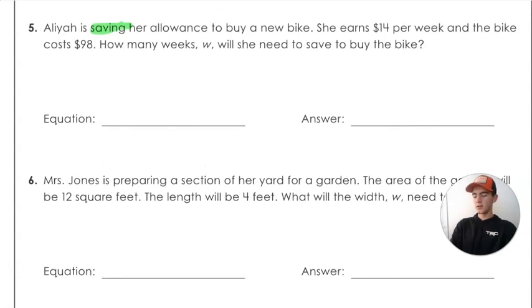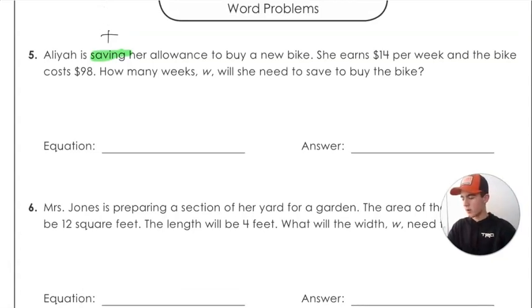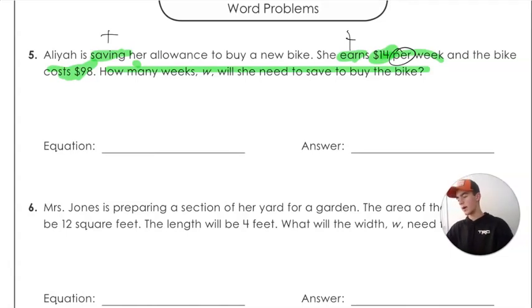Okay, so she is saving. So that is addition to buy a new bike. She earns. Okay, this one's a big one. She earns, which is addition, right? She earns $14 per. Okay, this is a big word too. Per often means it's like each. Yeah. Each week, per week. It means so times. Most often times. And the bike. Okay, this is a big one too. The bike costs $98. And then you got the question: how many weeks will she need to save to buy the bike? Alright, so let's write everything down.